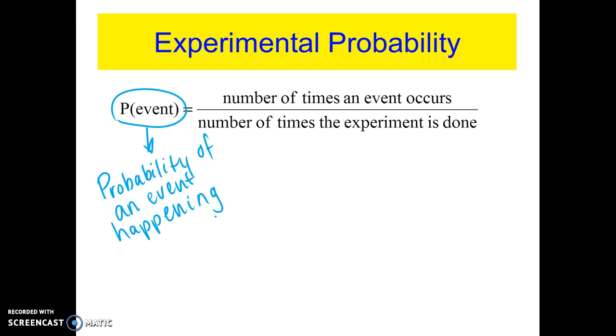Experimental probability is calculating the probability based off of you doing an actual experiment with it. So that would be the number of times an event occurs over the number of times the experiment is done.